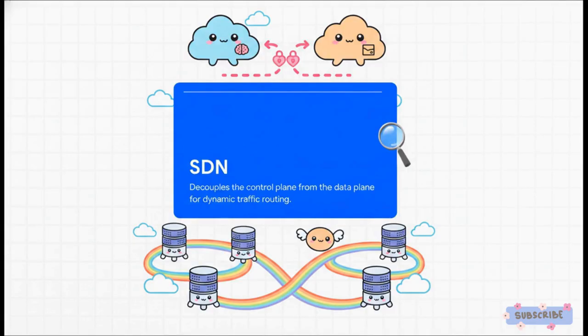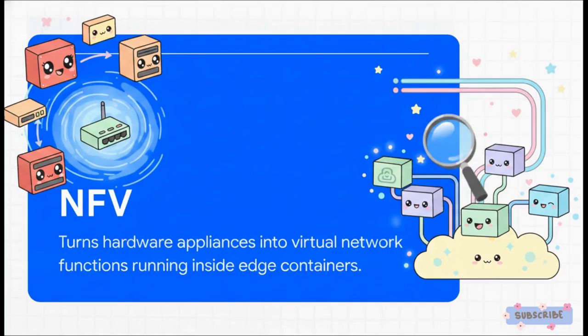Question 4 is a two-parter all about networking in fog environments. First up is SDN, or software-defined networking. Keep it simple. Define it as the technology that decouples the control plane from the data plane. That separation right there is exactly what allows for dynamic, intelligent traffic routing across really complex fog networks. And the second half of that question is NFV, or Network Function Virtualization. You need to explain how NFV works right alongside SDN. Basically, NFV takes traditional, bulky hardware appliances, think firewalls or routers, and turns them into virtual network functions. And the best part? These functions run directly inside lightweight containers right there on the edge nodes.